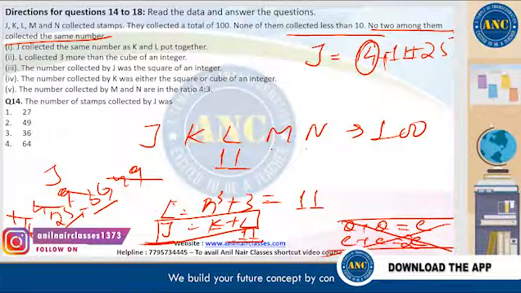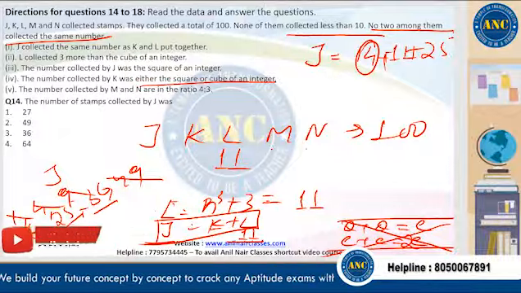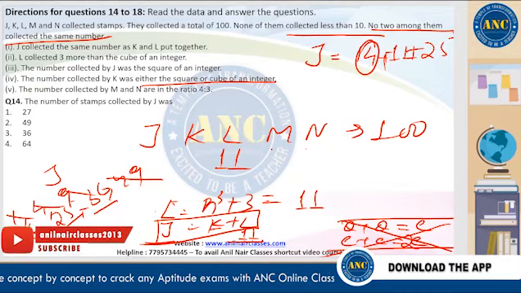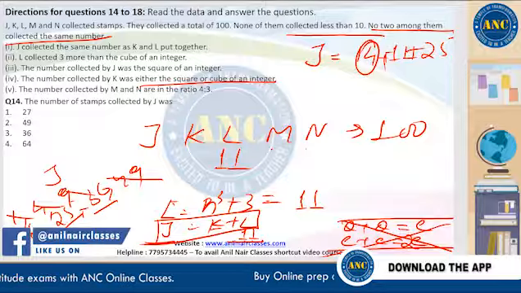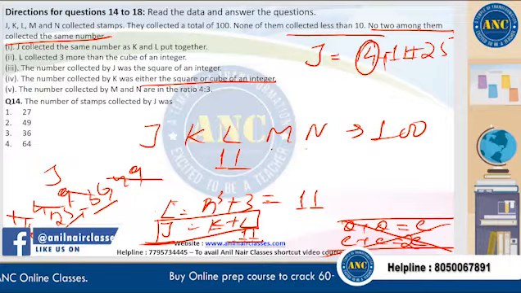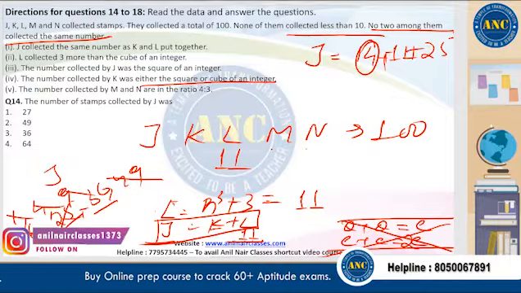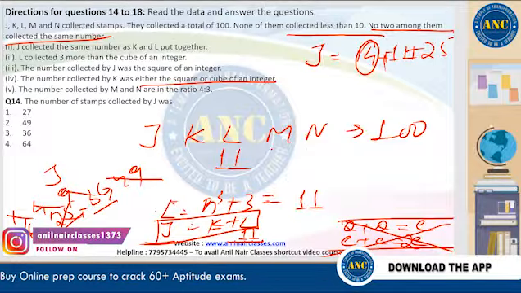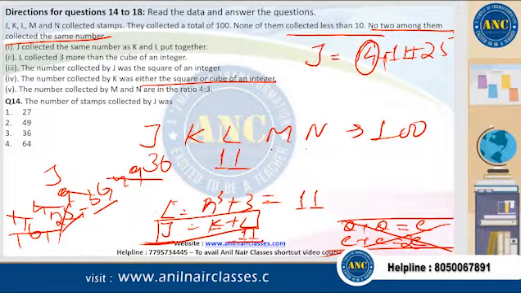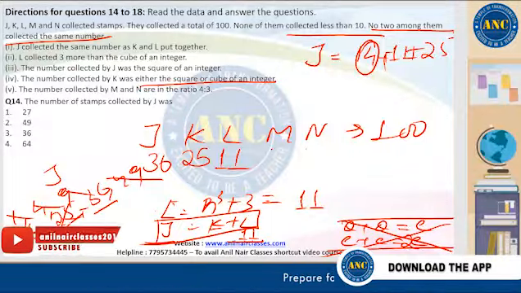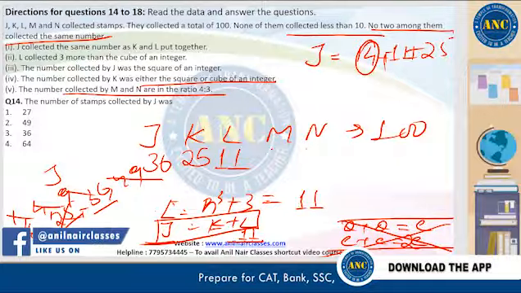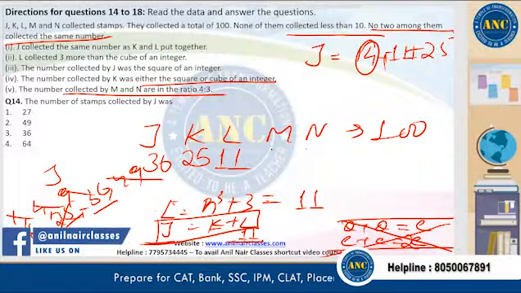Are we okay on the same page? But we know that K was either the square or cube of an integer. No integer cube is equal to 14, and no integer square is equal to 14 either. That means we can say this answer is not 25, which simply means J has to become 36. And in turn, K became 25.